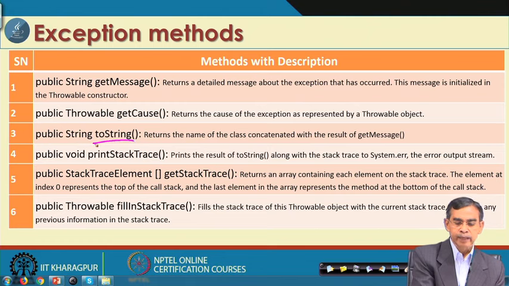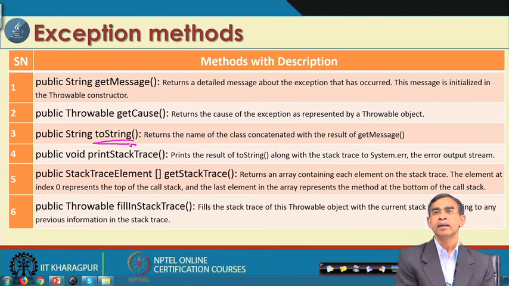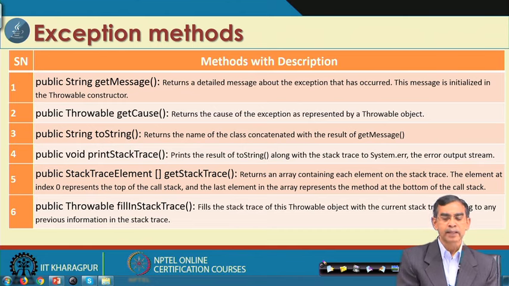Then toString basically returns the name of the class where this error occurs. If this class is under another class, or is a nested class or derived class, whatever it is, it will concatenate all the classes and then give a particular location. So, this is very useful for debugging and testing the program.